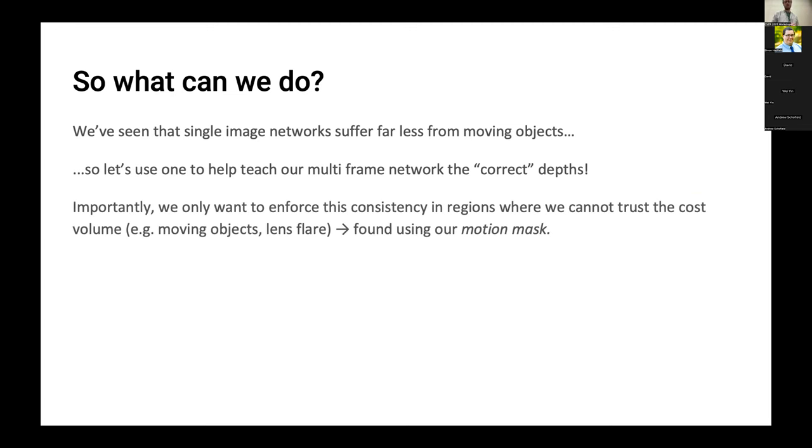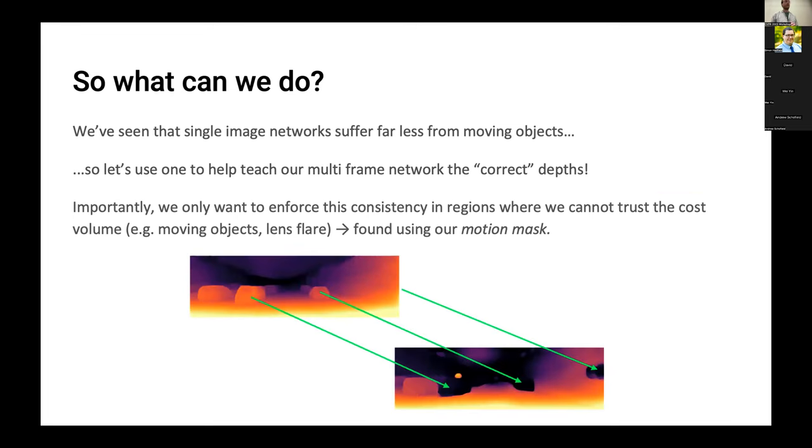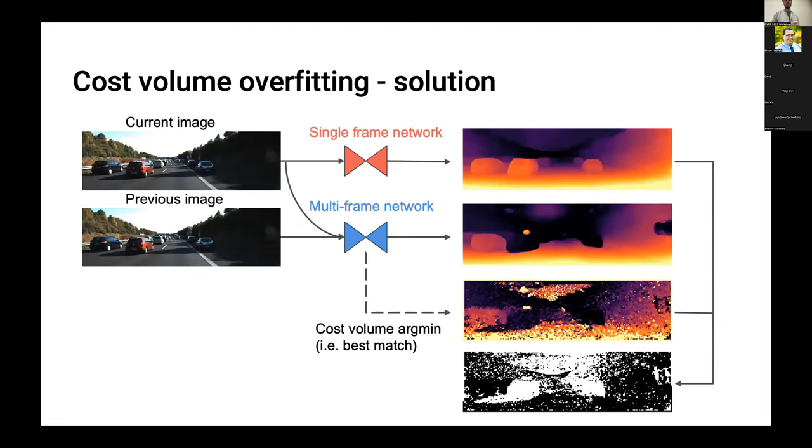And so effectively what we do is we generate a mask, which allows us at training time to decide which source of self-supervision we should trust. You can see that mask down on the bottom right there. The mask is basically telling us, don't trust the cost volume on the car or the sky, but in other places you should actually trust it.